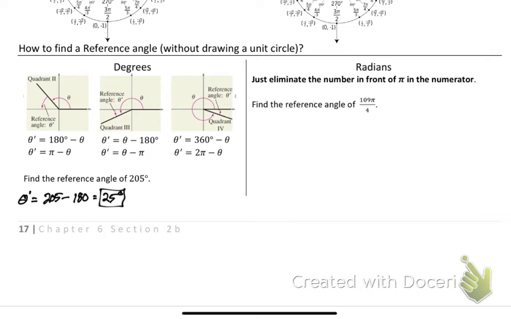Now for radians, look at this arbitrary example. 109 pi over 4. I can tell you right now that if I needed to find the cosine of 109 pi over 4, it is square root of 2 over 2. I just don't know if it's positive or negative. Because for the reference angle of this, you just get rid of the 109 and you take the pi over the denominator, and that is your reference angle.